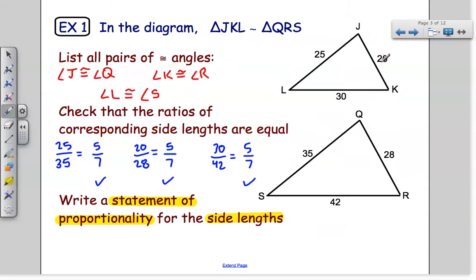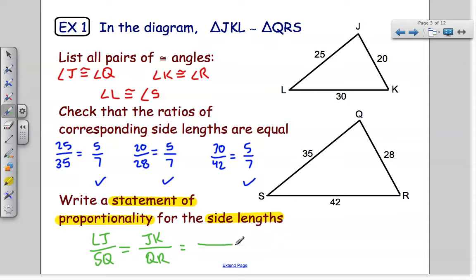So, statement of proportionality here. I'm going to list the side lengths, not the numbers, but the actual segments. So LJ, that side corresponds to SQ. And that would be equal to, notice you could also just look up here if you wanted, LJ, SQ. I could pick side JK, first two letters. That would have to correspond to the first two letters here, QR. JK, QR, and they do in the picture.